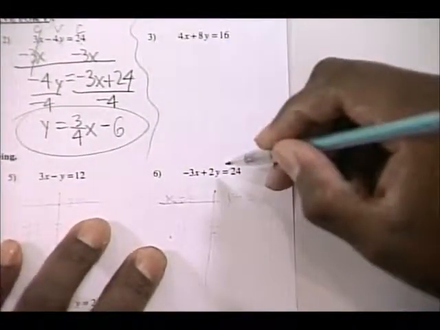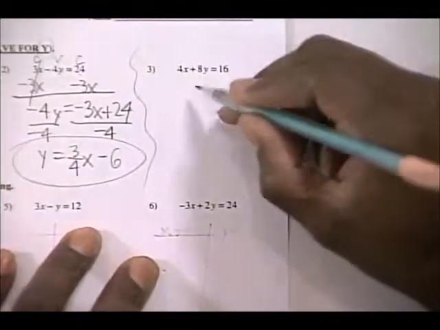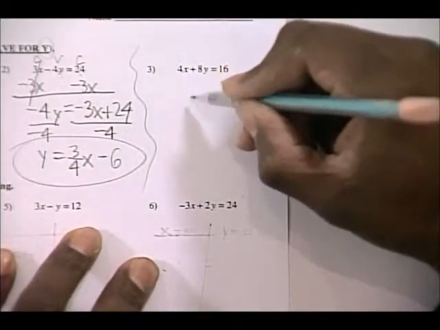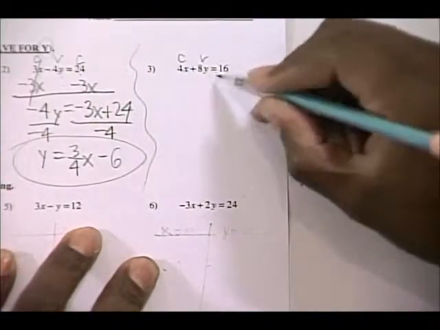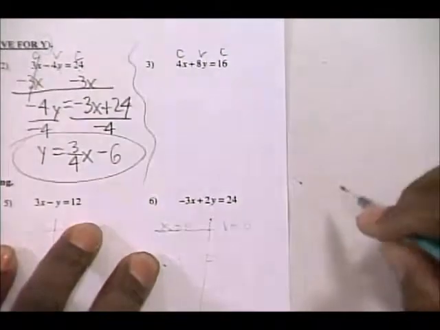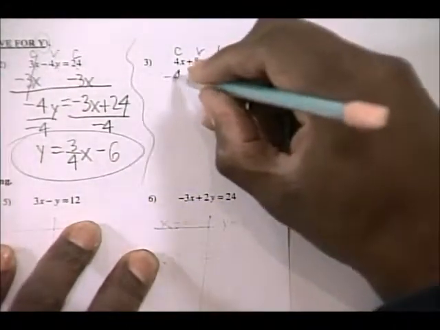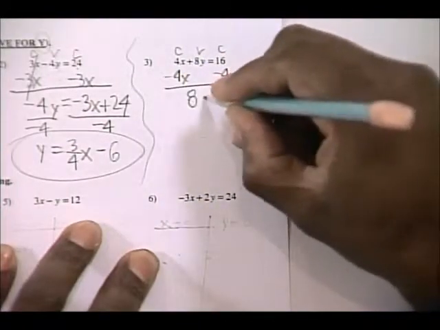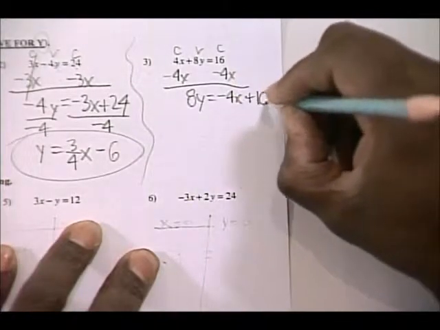Let's label all the constants and the variables. 4x, we're solving for y. So anything with y in it, we're going to call it a variable. 4x does not have y in it. Let's call it a constant. Let's call 8y a variable. Let's call 16 a constant. You're going to move this 4x over to the other side. Subtract 4x. You end up with 8y is equal to a negative 4x plus 16.